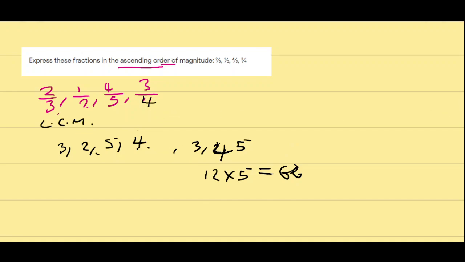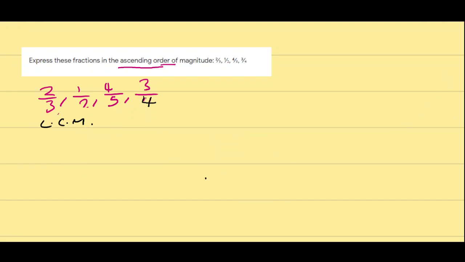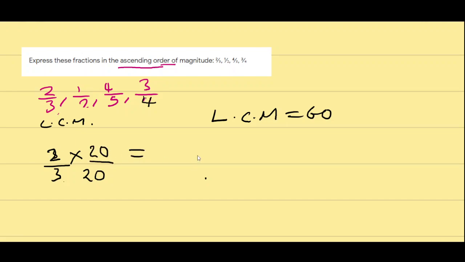And I'll tell you why we do that after we have done it. So I'll write it neatly like this, that the LCM is equal to 60. So let's see 2 over 3. We want to convert this 3 to 60. We have to multiply both numerator and denominator by 20, because 20 times 3 is 60. So this will give us 40 over 60 when it is done.